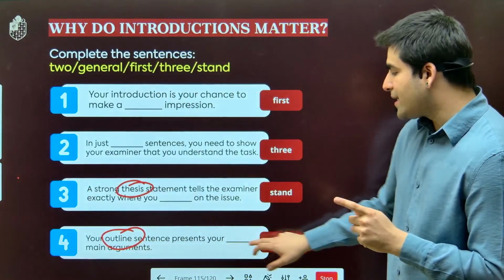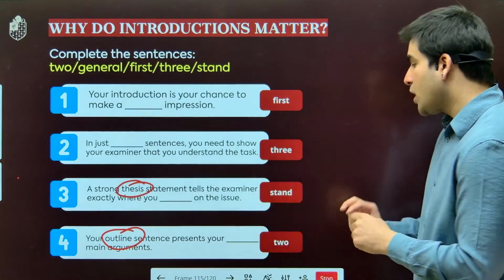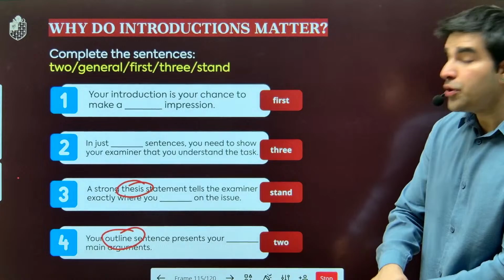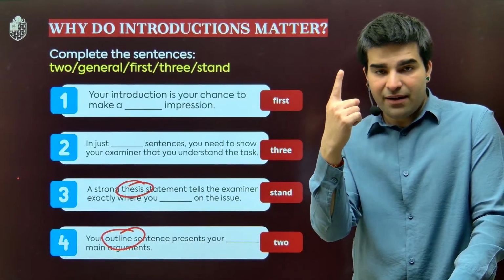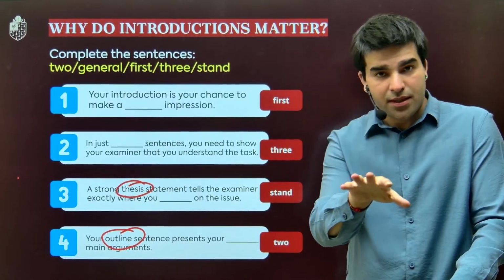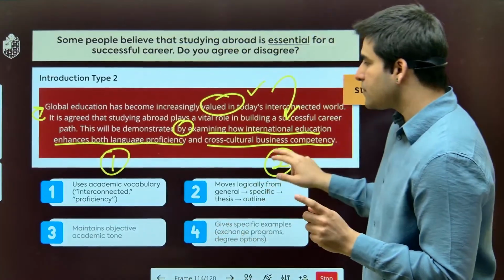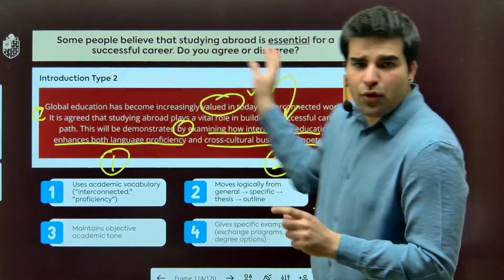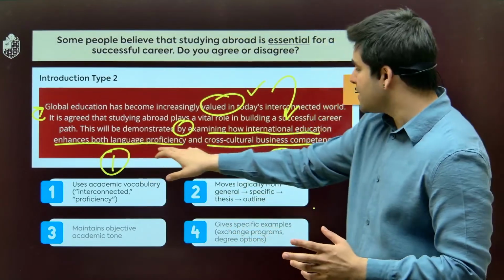Your outline sentence presents your two main arguments. What you will discuss in the first paragraph, that argument, and what you will discuss in the second paragraph, that argument. Example से समझाऊं, पीछे जाते हैं. Here we go. So don't focus on the la de la de la, just focus on the last sentence.